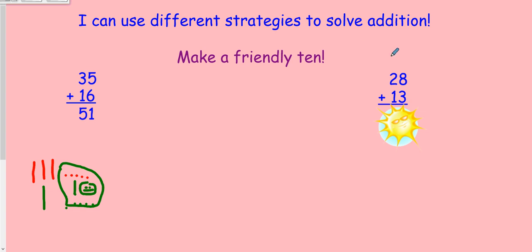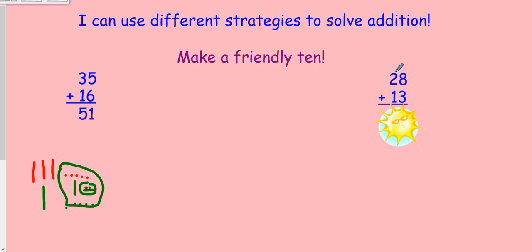Let's try making a friendly 10 over here for this problem, and we are going to use a math picture to show how we can make a friendly 10. Read the problem with me. 28 plus 13 equals unknown number. Look for your plus or minus sign. There's the plus sign. Plus means put together. What are the parts for putting together? 28 put together with 13.